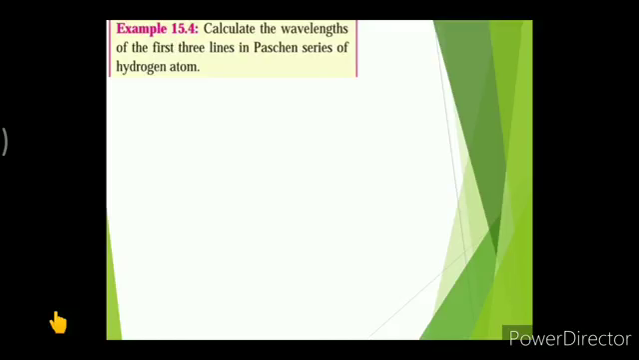Here we have to calculate the wavelengths of the first three lines in the Paschen series. That means here we have to determine the wavelengths of the first three lines, which would be m is equal to 4, 5 and 6 in the Paschen series of hydrogen atom. Let's see the solution.